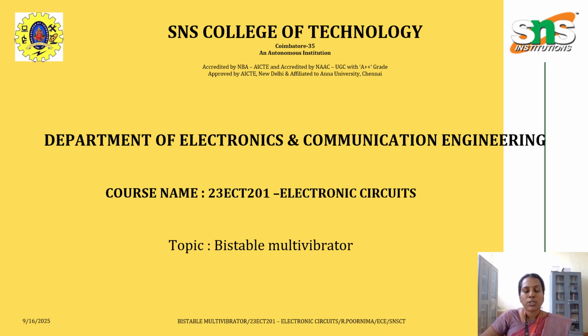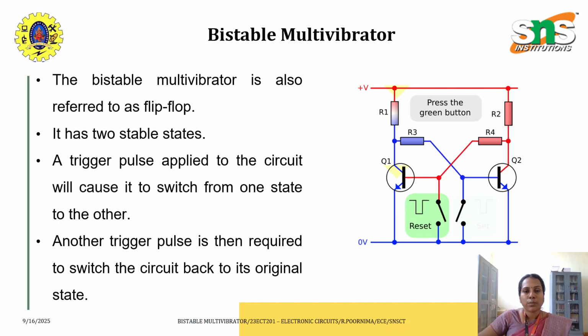So in this lecture we are going to discuss the bistable multivibrator. A bistable multivibrator is a two-state device. It consists of two stable states, in which one state is on and the other is off. A trigger pulse is required to switch the circuit back to its original state. The trigger pulse applied to the circuit causes it to switch from one state to the other.